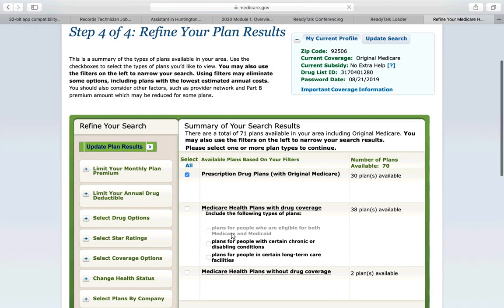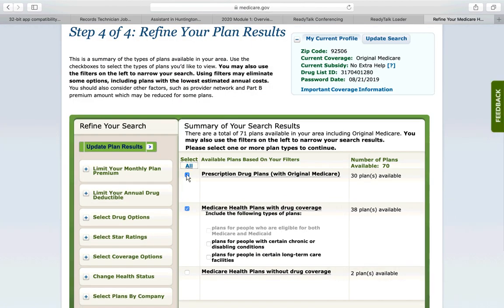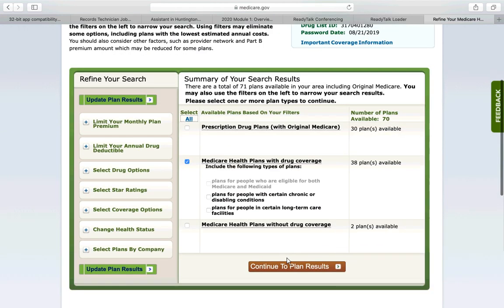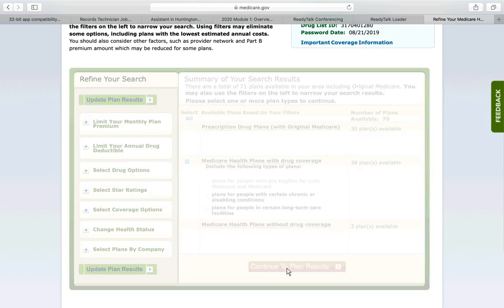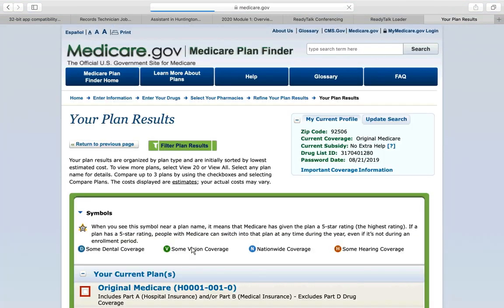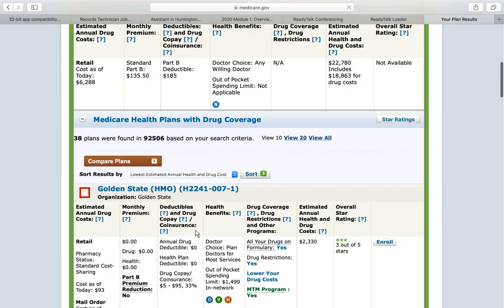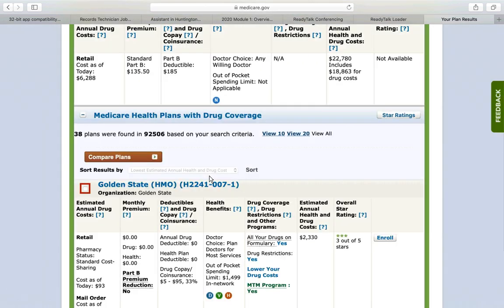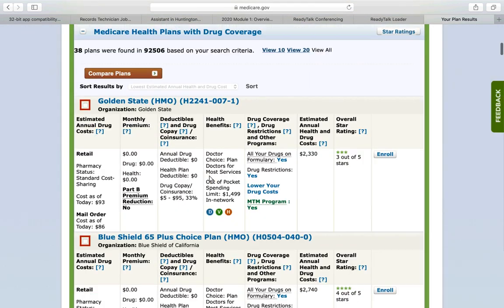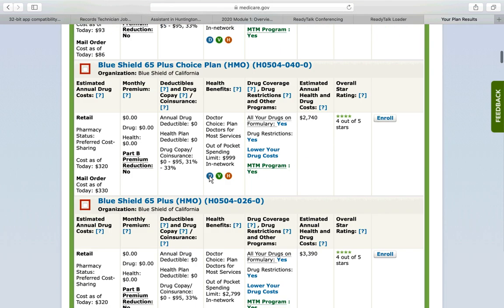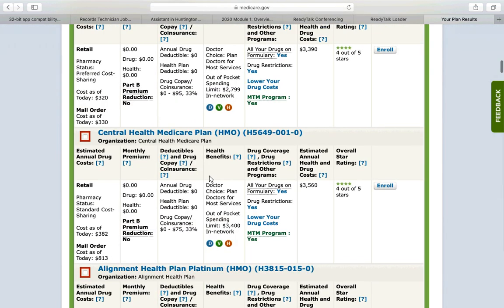Okay, so now we're going to click on Medicare health plans with drug coverage. Shows 38 different plans. These are your Medicare Advantage programs, MAPDs, Medicare Advantage plus prescription drug coverage. Okay, first thing we're going to click on View All. All right. So, Riverside Medical Clinic. The top selling plan there has been Central Health Plan. So let's look at what this plan can do for them.